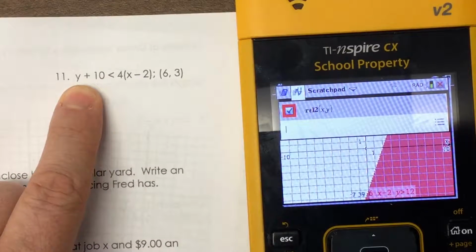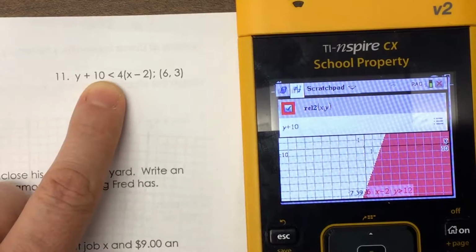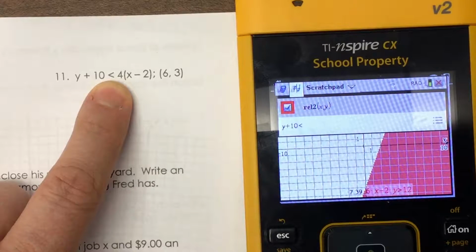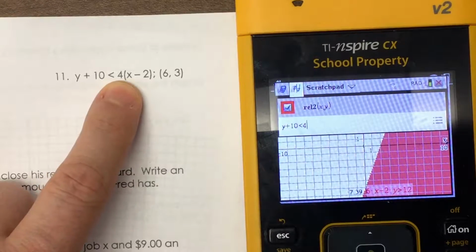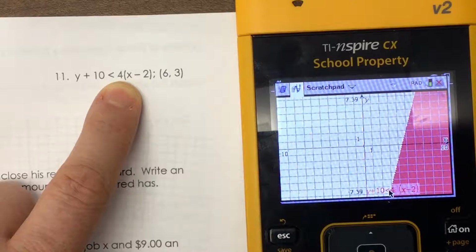Y plus 10 less than 4, and then it gets interesting, but the calculator is going to take care of this stuff for me. Parenthesis x minus 2, and then close parenthesis. Push enter. There it is.